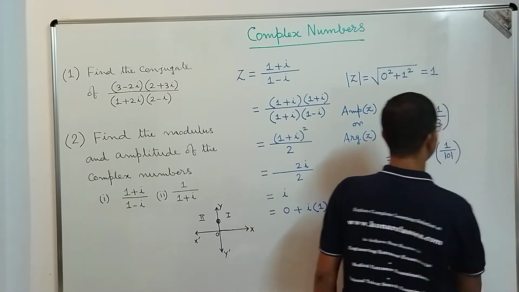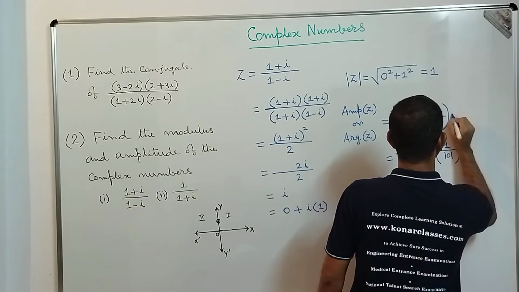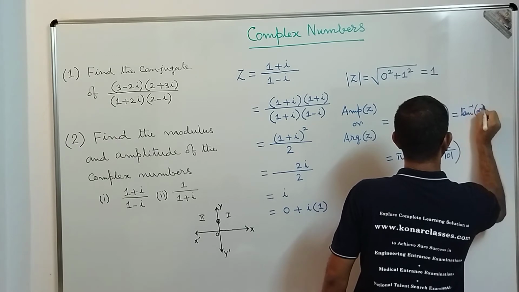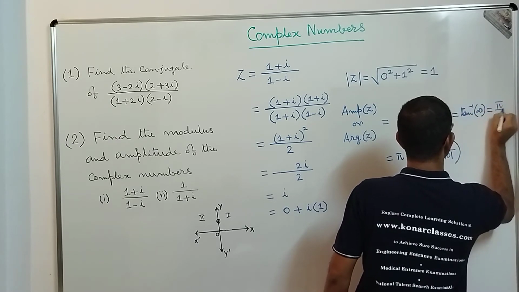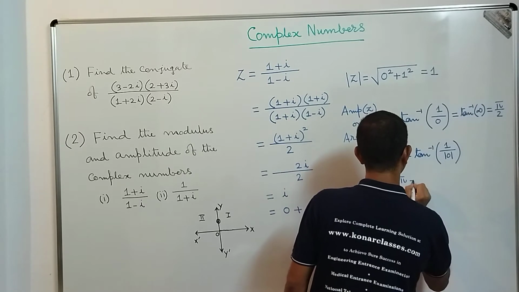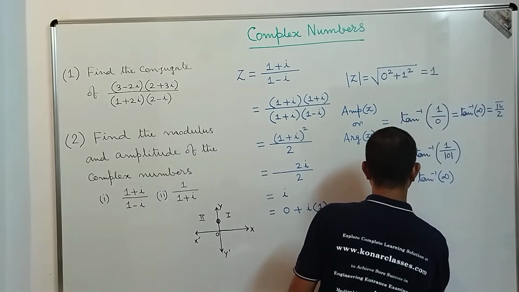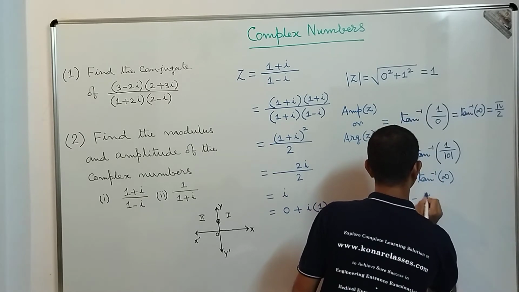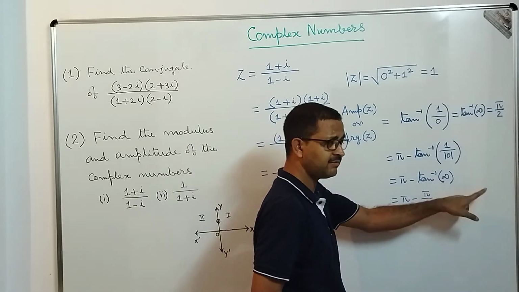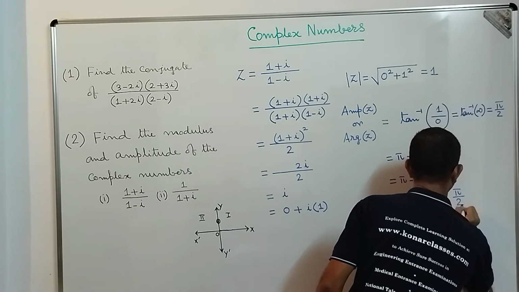Anyway, 0 we should not consider as negative, but if we take mod 0 it is 0. So what is tan inverse of 1 by 0? That is tan inverse of infinite, that is equal to pi by 2. And if we consider here pi minus tan inverse of infinite, that is equal to pi minus pi by 2. Tan inverse of infinite means tan inverse of tan pi by 2, means pi by 2. So pi minus pi by 2, that also gives the result pi by 2.